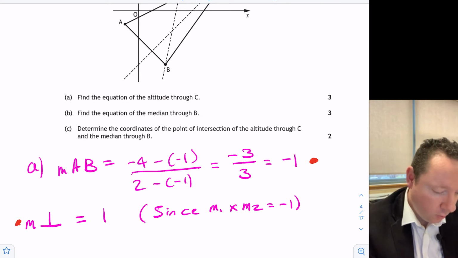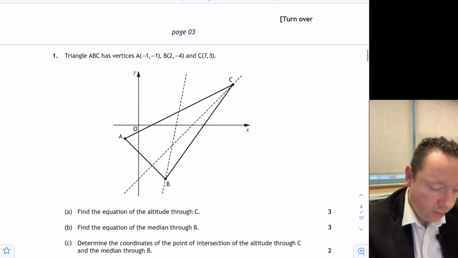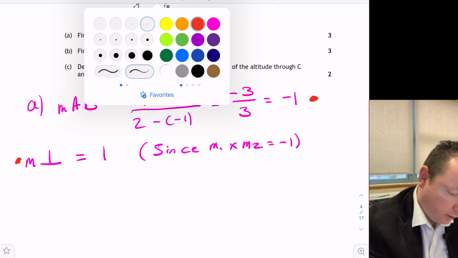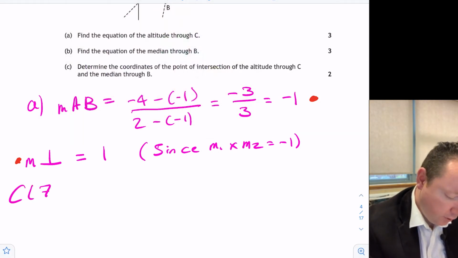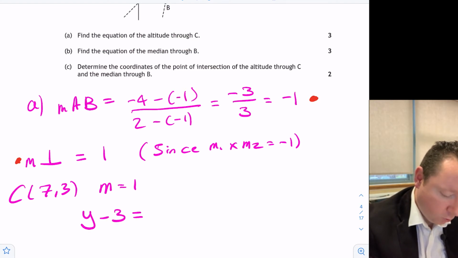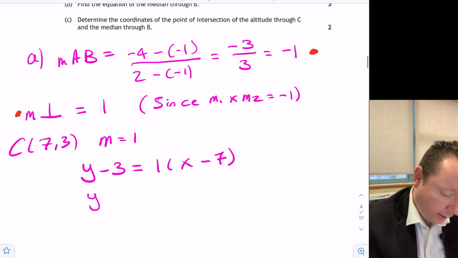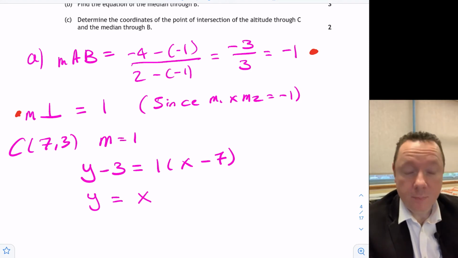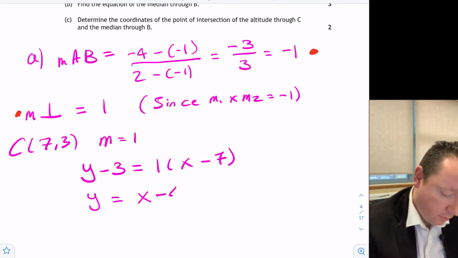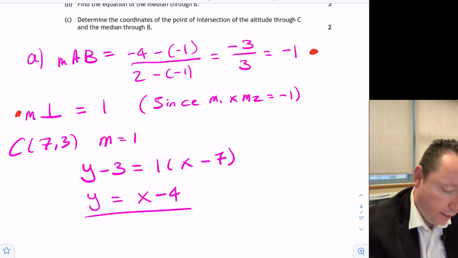And then the last thing, finding the equation. So we need to use the point. So the point C is 7, 3. So using our point C, which is 7, 3, and our gradient is equal to 1, then we can do y minus b, which is 3, equals 1x minus a, which is 7. And then we can solve that to get y equals x minus 7 plus 3, so you get -4 for your final mark of part A.